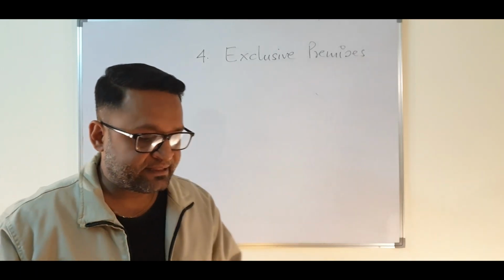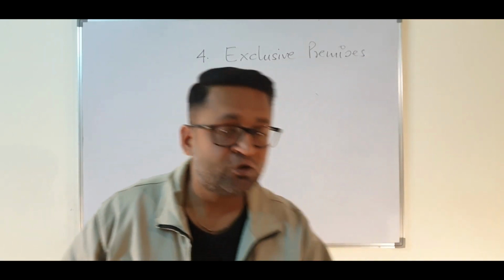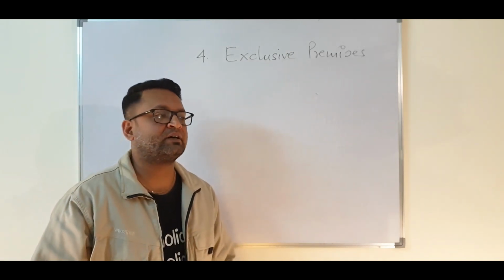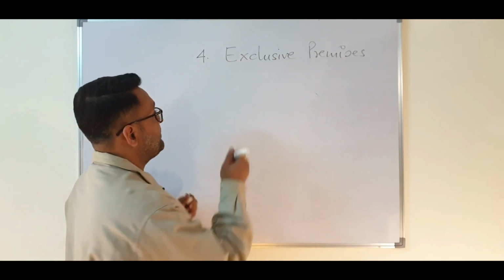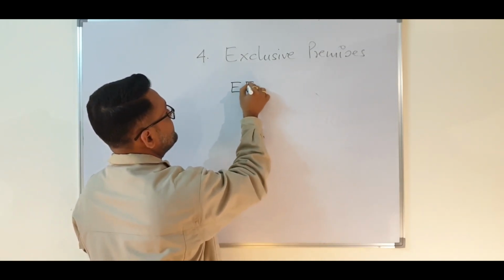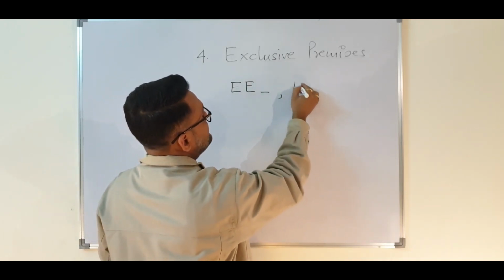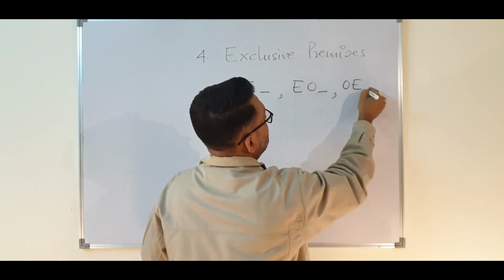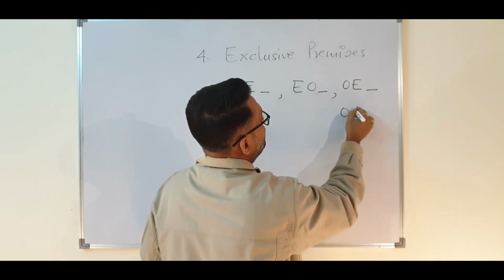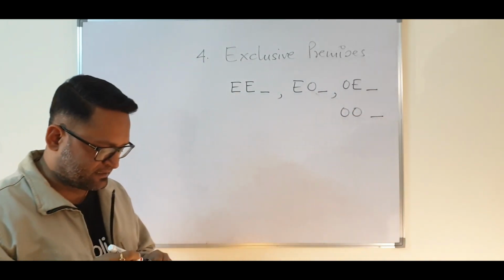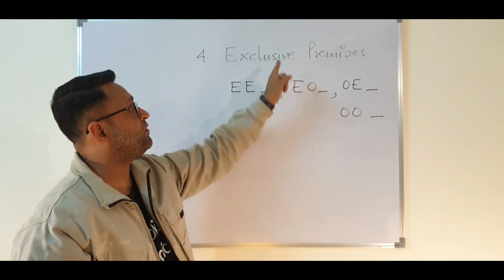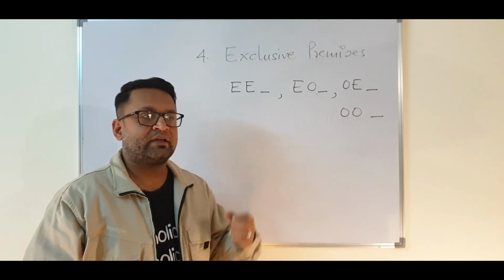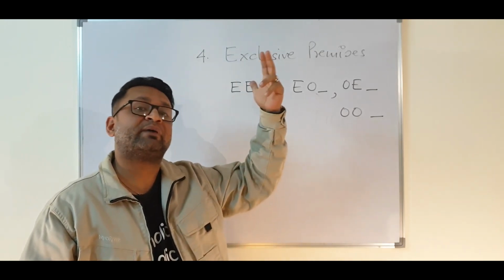Exclusive premises says that no conclusion follows from two negative premises. Suppose in an argument a categorical syllogism is given and the premises are E and whatever, or E, O and whatever, or O, E and whatever is the conclusion, or O, O and whatever is the conclusion. In these cases, it will always have the problem of exclusive premises. That means a categorical syllogism cannot have a conclusion if we have two negative premises, right?